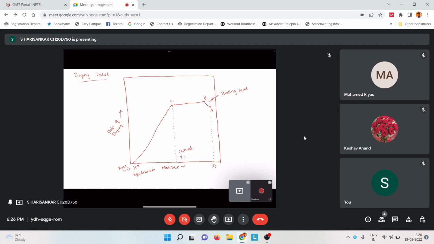Now, this flat rate regime is called the constant drying regime or constant drying rate. And after this point C, where the rate starts falling down, this regime is called the falling rate. The moisture content at which the rate shifts from constant drying to falling drying rate is called the critical moisture content, which is represented as Xc here.